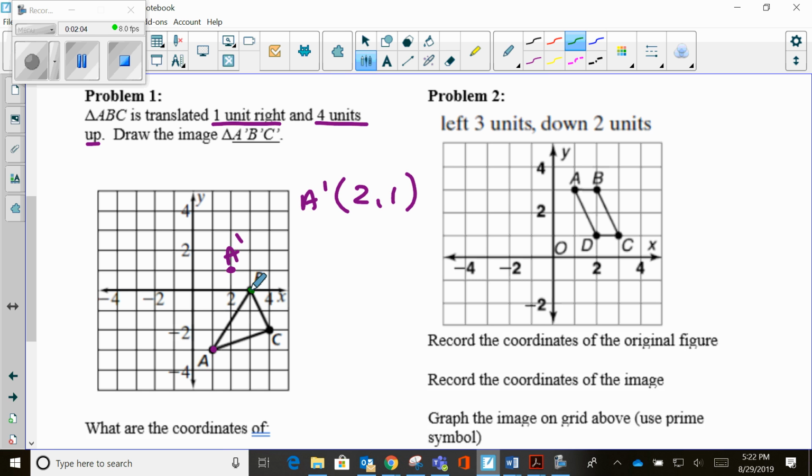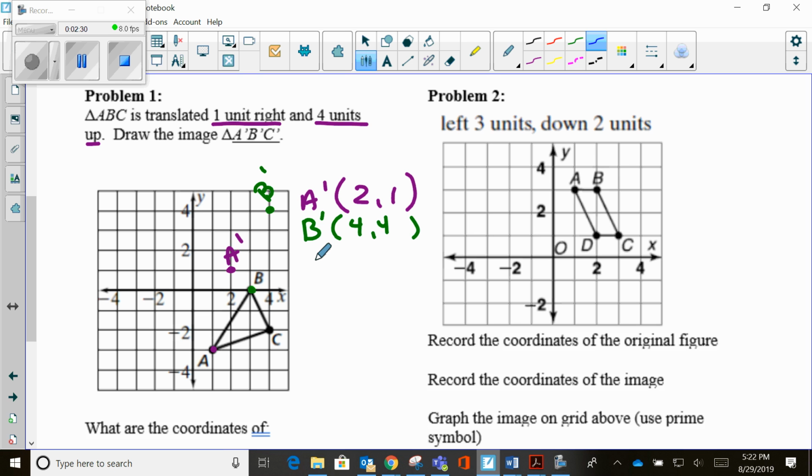Now let's go to point B, and I'm going to follow the same translation. I'm going to go 1 to the right and 4 up. And that's going to be B prime. Now I have to identify the location of B prime, and that's the location from the origin. So I'm going to go back to the origin, count over 1, 2, 3, 4, and up 1, 2, 3, 4. So that's a +4, +4.